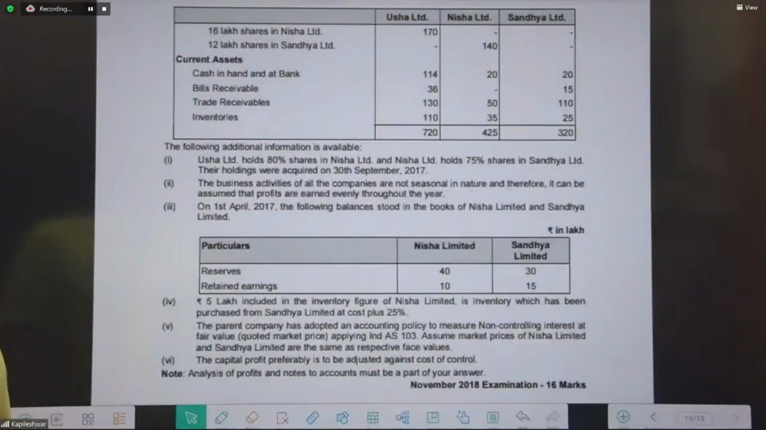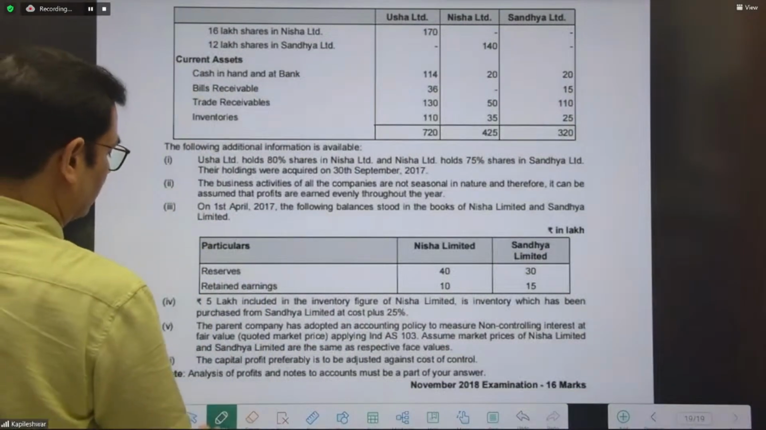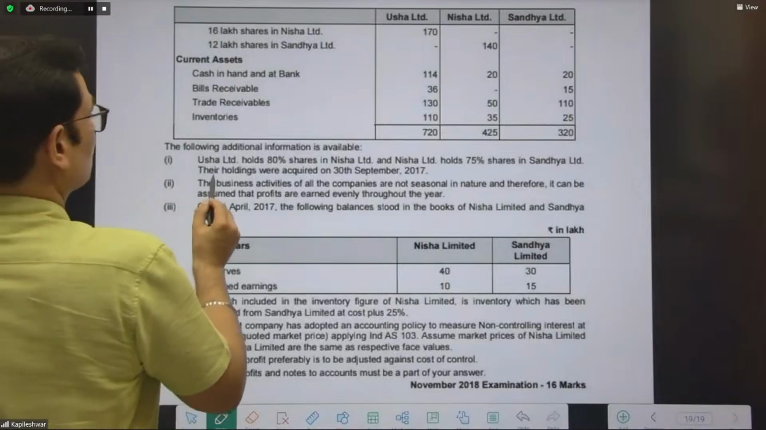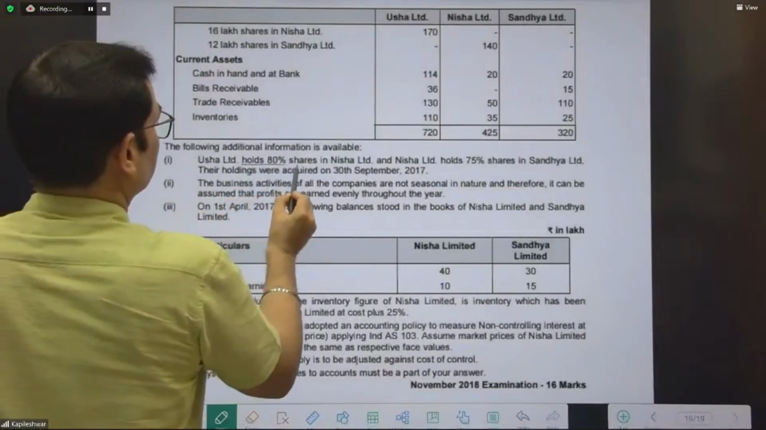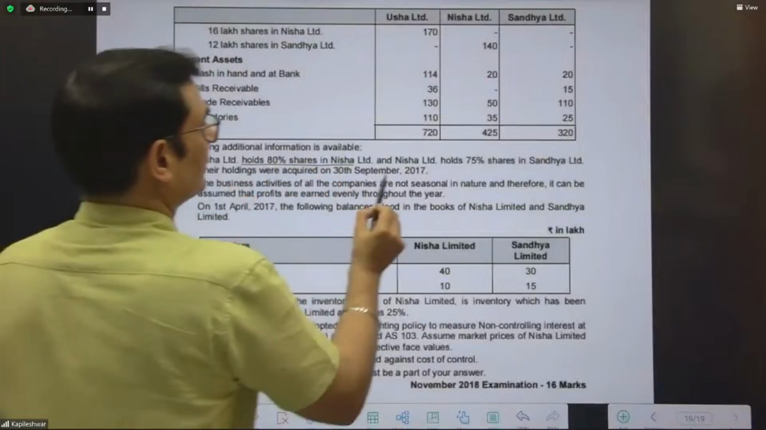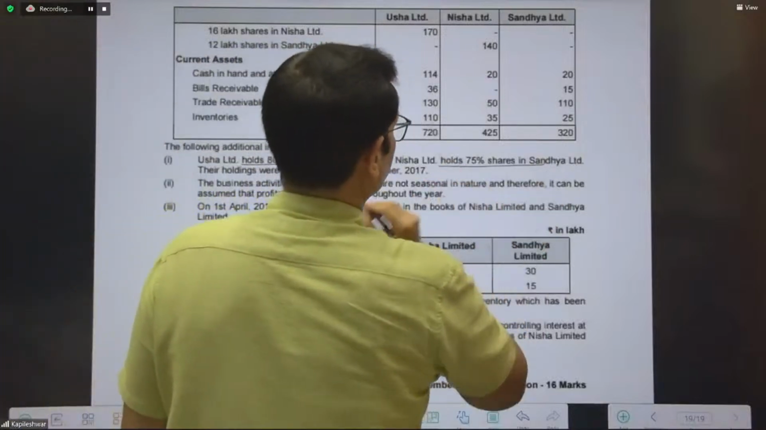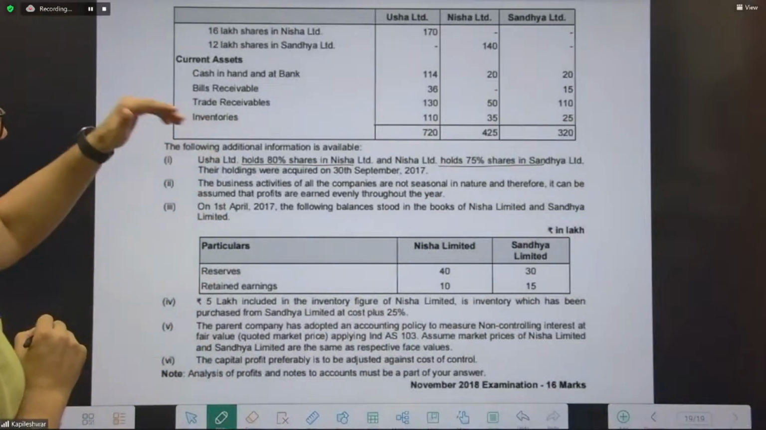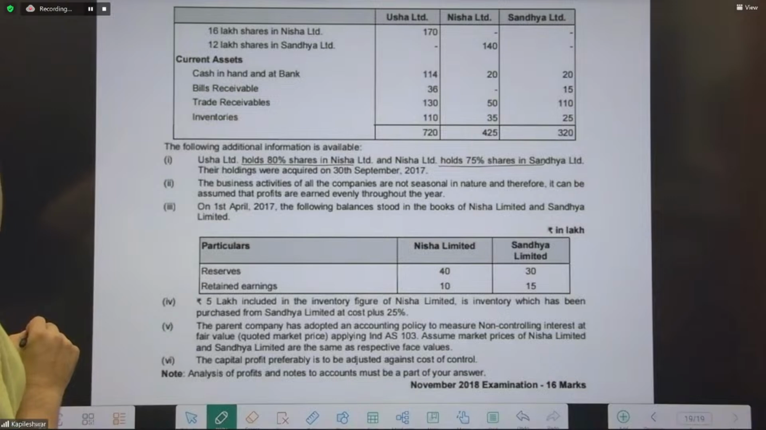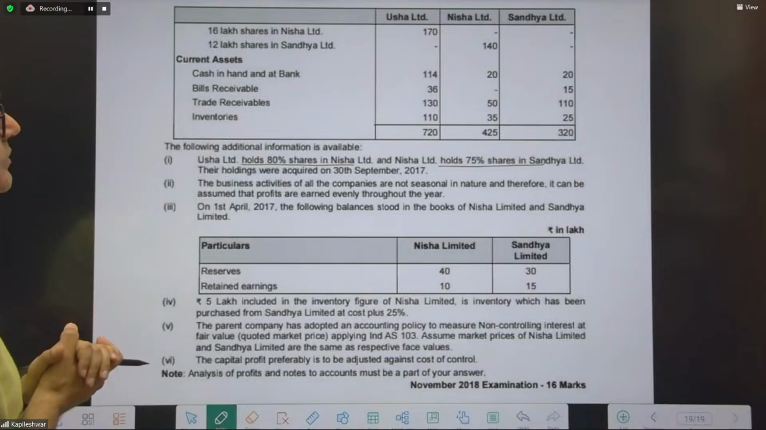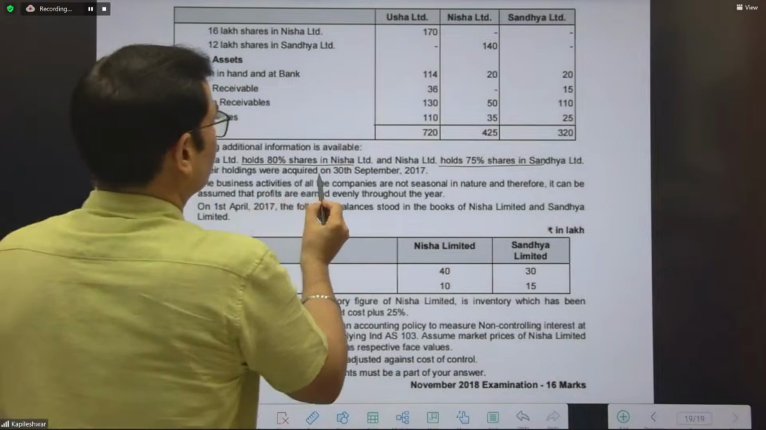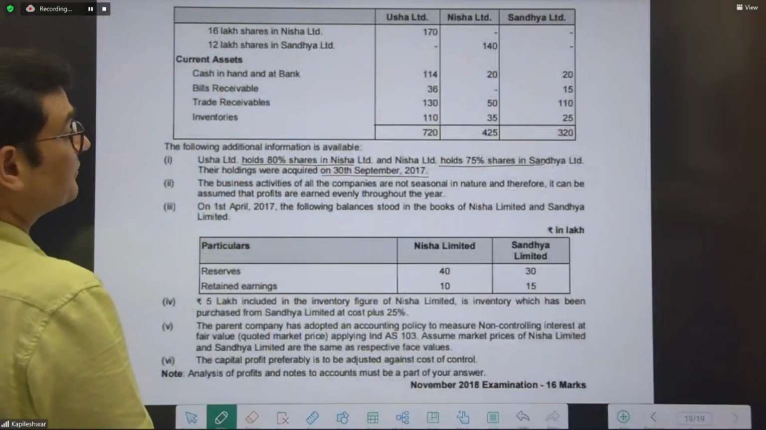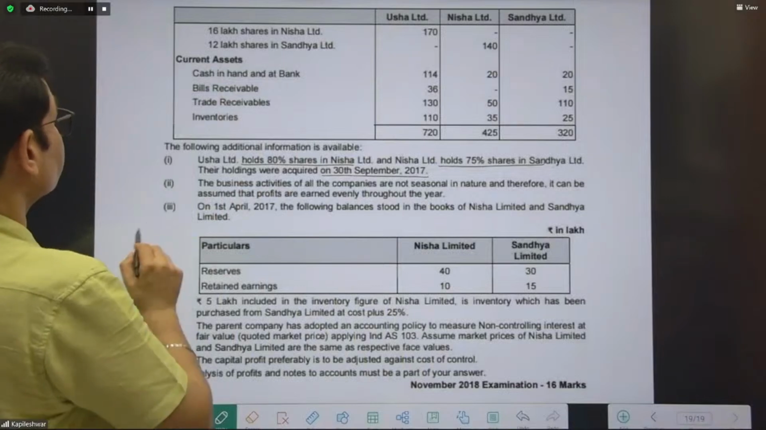Okay, so after the balance sheet is given to us, we are given something more in the additional information. It says Usha has got 80% shares in Nisha, and Nisha has got 75% shares in Sandhya. So we can see a kind of chain coming in: Usha has got 80% in Nisha and Nisha got 75%, and the holdings are acquired on 30th September 17. The balance sheet is given on 31st March 18.